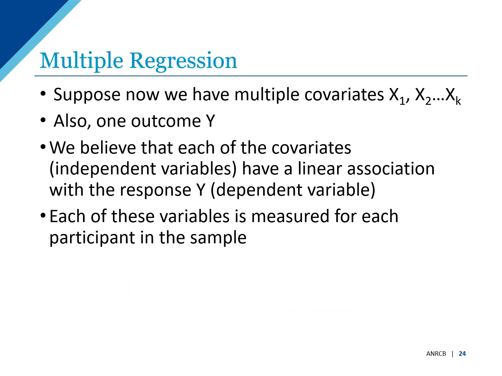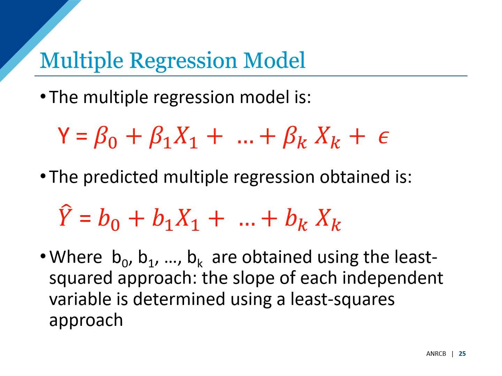Suppose the case where we have multiple covariates or independent variables, such as x1, x2, and so on, that we want to evaluate in linear association with our response or dependent variable y. Each of these variables is measured for every participant in the sample. The multiple regression model is the same as the simple linear model, but you add each independent or predictor variable as well as the error or residuals associated with each. In the predicted multiple regression line, the slope of each independent variable is determined using a least squares approach.